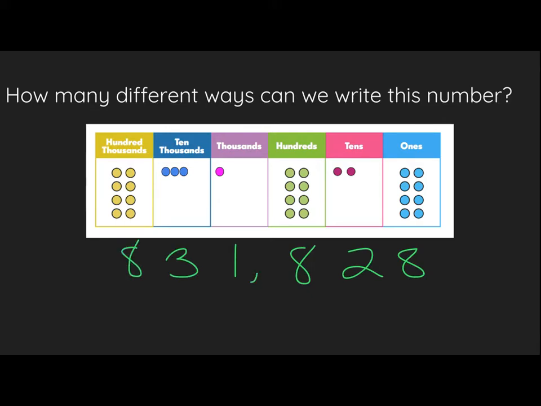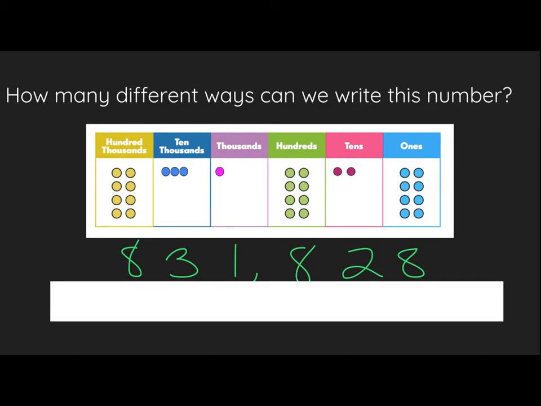So if we were to write this number in standard form, that just means regular digits, it would be 831,828. And we see we put a comma in between the thousands and the hundreds to help us read the number a little bit better. Now we could also write this number out in word form.